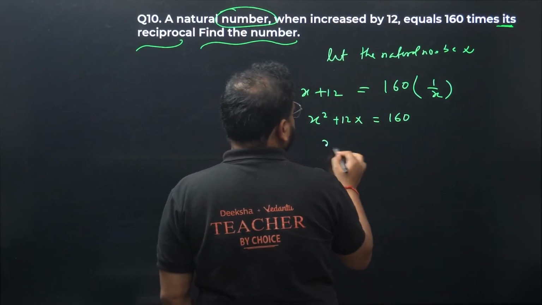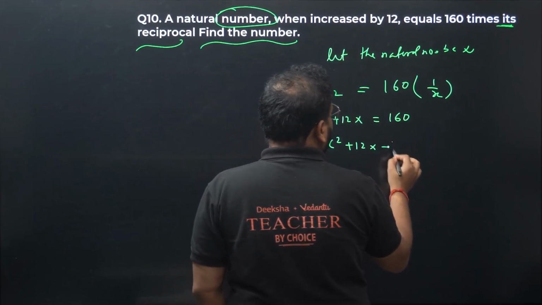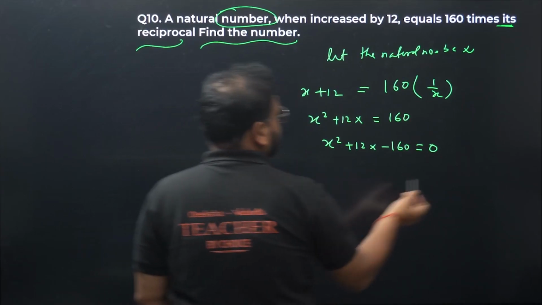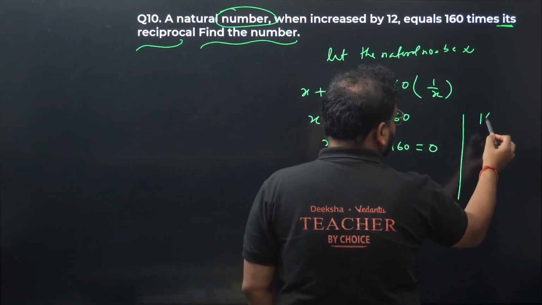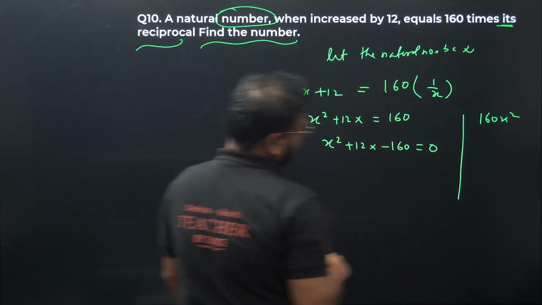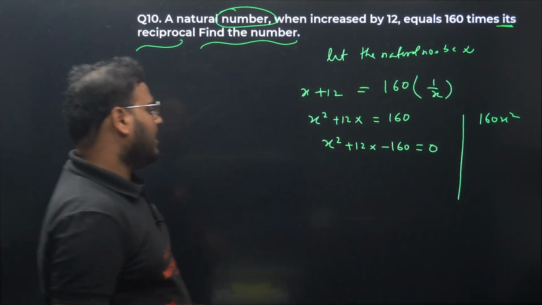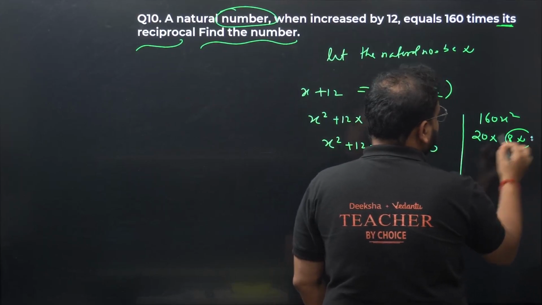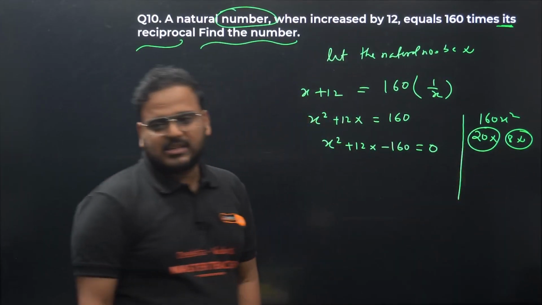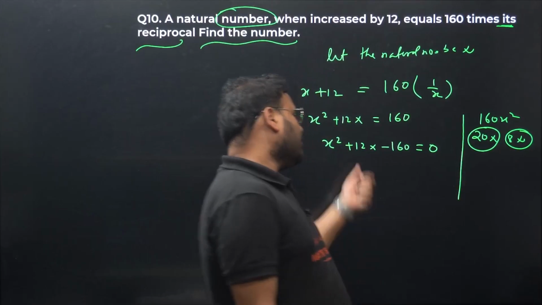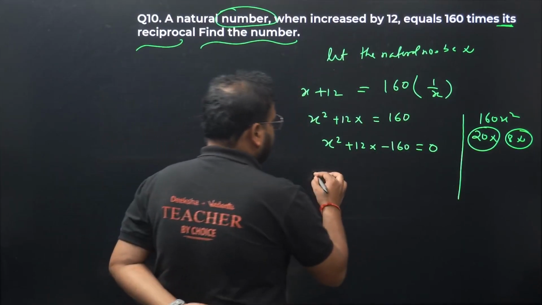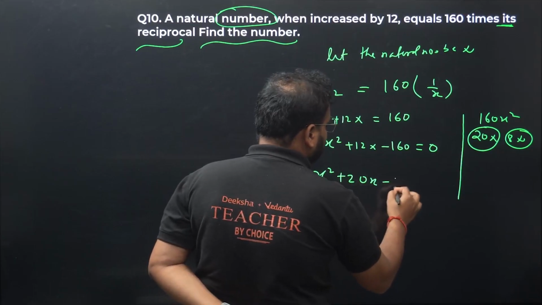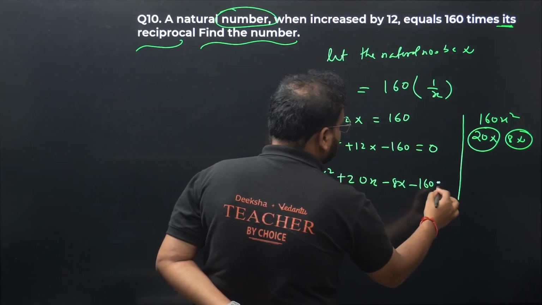Over here you bring it across: x square plus 12x minus 160 equal to 0. I've got to factorize it. What will the factors be? For 160 x square, I want the difference to be 12. Can I use 20x and 8x? Please check. 20 into 8 is 160 and 20 minus 8 is 12. This works out. I get x square plus 20x minus 8x minus 160 equal to 0.